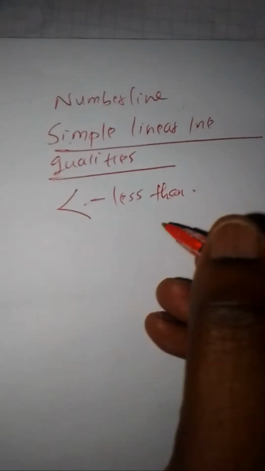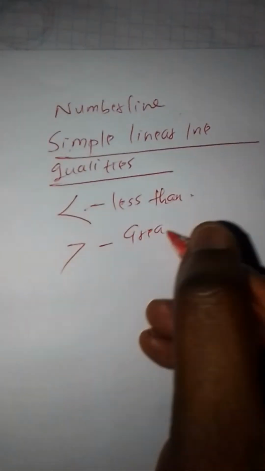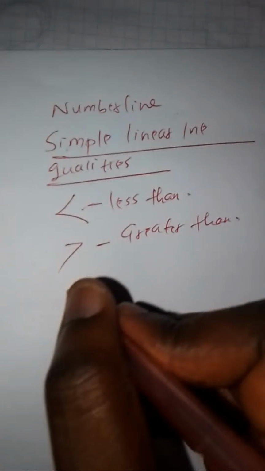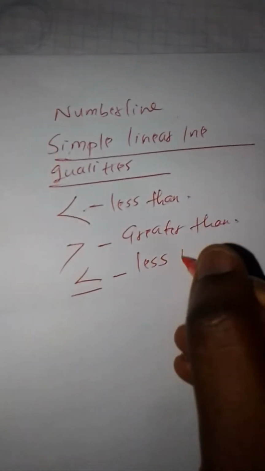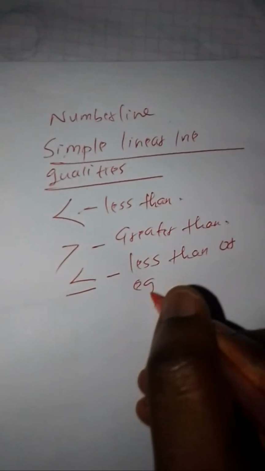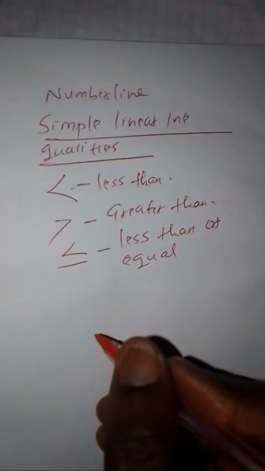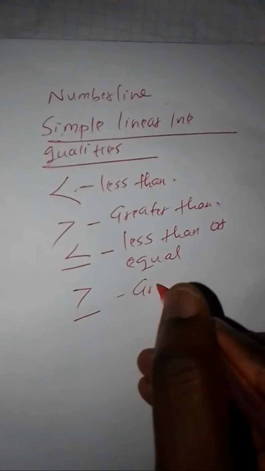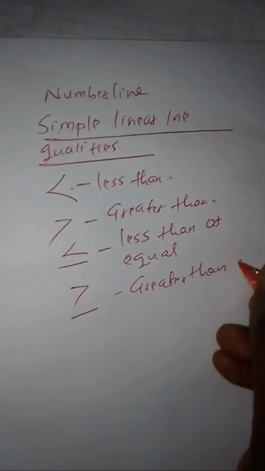We have other symbols, like this symbol, which means greater than. Then you have another symbol here. This symbol means less than or equal to. The last symbol here means greater than or equal to.